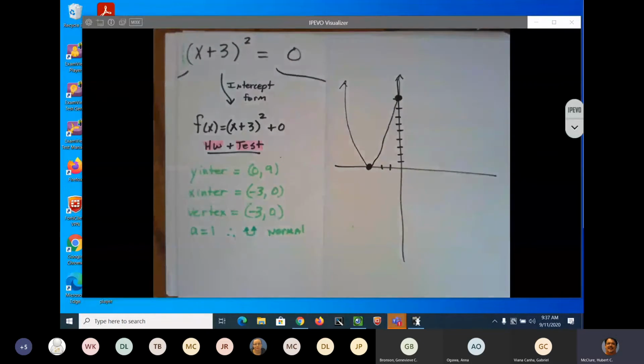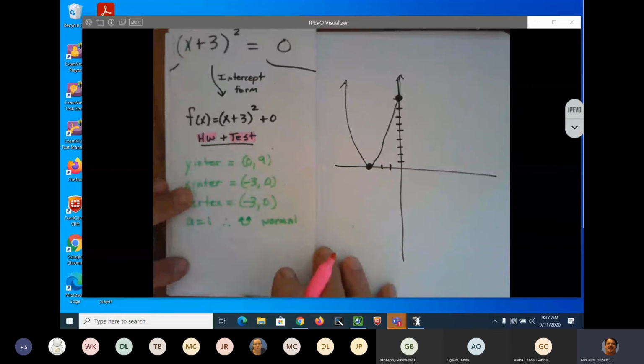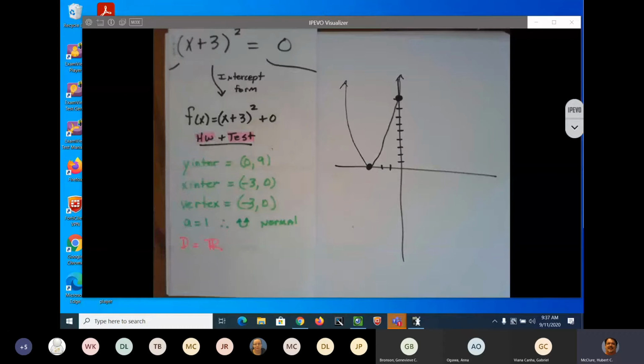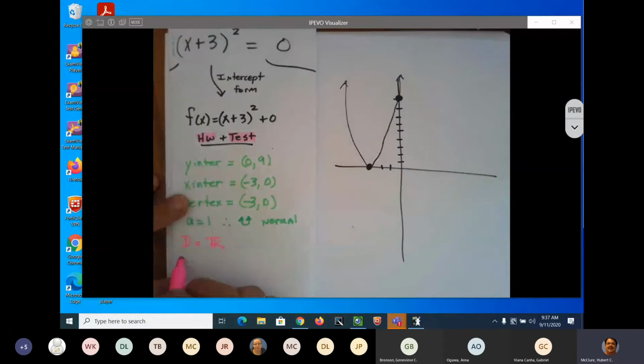And from this, we know our domain, and let's write this down. I'm going to write this in pink because this is what we are able to get after we sketch it. Well, it's x squared, so we know the domain is all real numbers. We know that the range is from 0 to infinity.